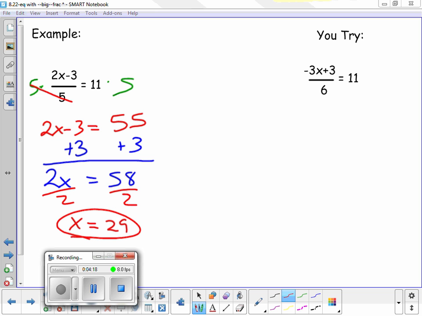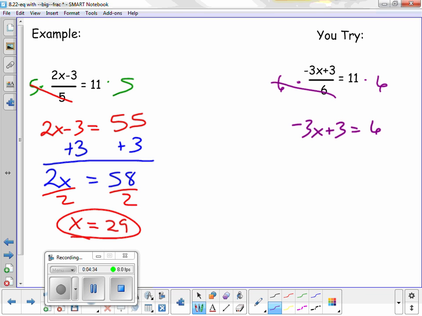All right, looking at the next problem, it looks very similar. It just has a negative 3x, but still it's inside that fraction, so I need to move the denominator. It's being divided, so we multiply. Those cancel, bring down what's in the numerator, what's up top, multiply 11 by 6. And then we have this, move the plus 3 by doing the opposite and subtracting.